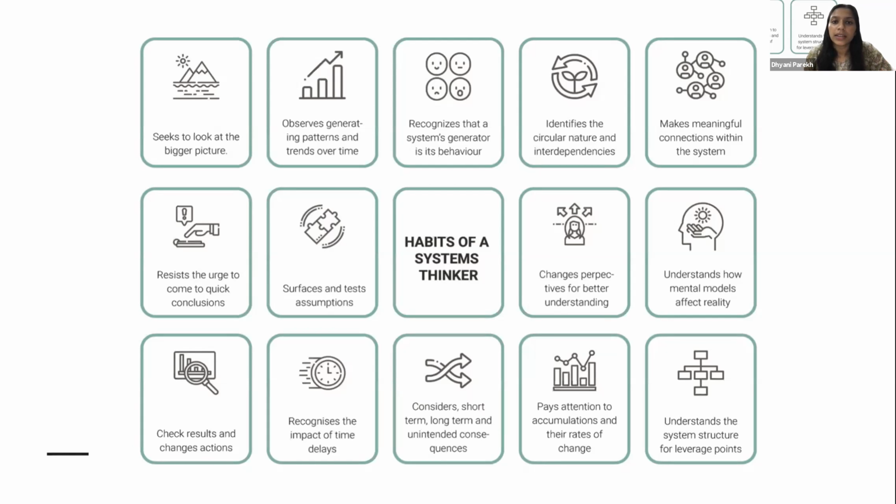You need to understand that the system's generator is its behavior. How does it function? Like I mentioned multiple times, human behavior is super important. There are things that are happening a certain way because humans behave in a certain way. They identify the circular nature and interdependencies. Like I said, the interconnections: make meaningful connections within the system. Try to identify these connections and how they're connected, and you build upon those.